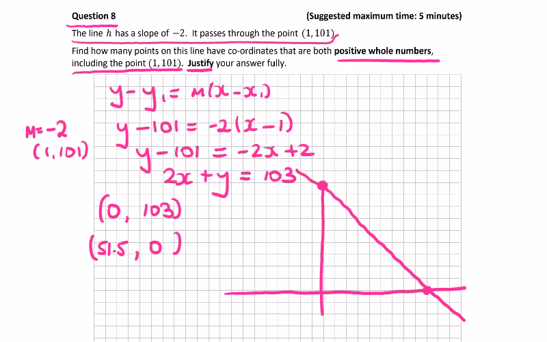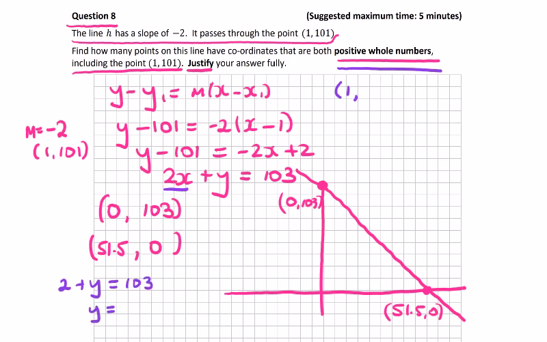So how many positive whole numbers? (0, 103) is up there, and (51.5, 0) is down there. So now let's look back at the question. Positive whole numbers. So when x is equal to 1, let's just do an experiment here. When x is equal to 1, 2 plus y is equal to 103, so y will be equal to 101. So the point (1, 101) is on the line, as they told us.